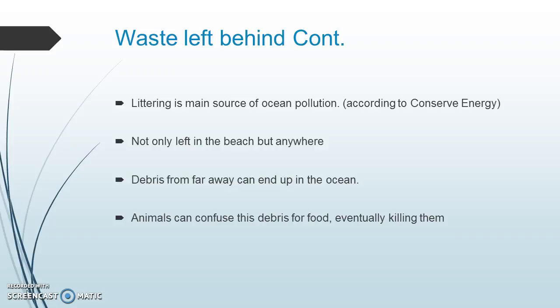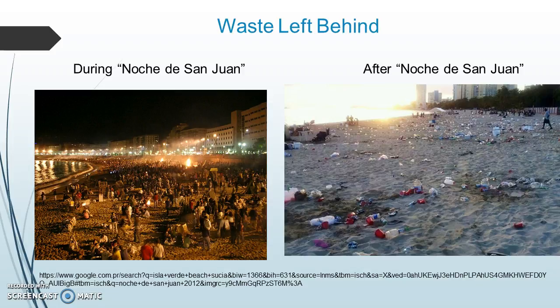Debris such as plastic bags, plastic bottles, and aluminum cans can cause problems for sea animals because they tend to confuse it with food and try to eat it, which causes them to choke and die. In the picture provided above, we can see the before and after of Noche de San Juan, where all the trash is left behind and transported to the beach, because we have a natural tendency to already leave it there when we party.